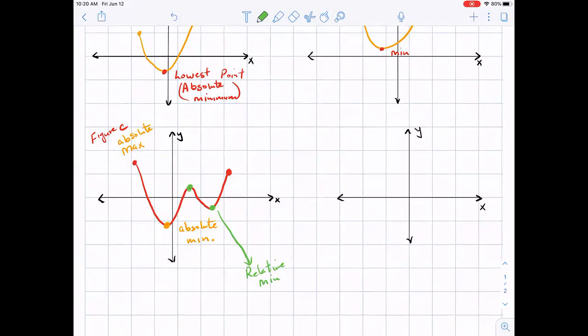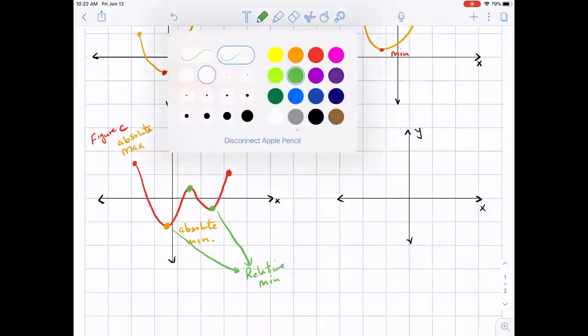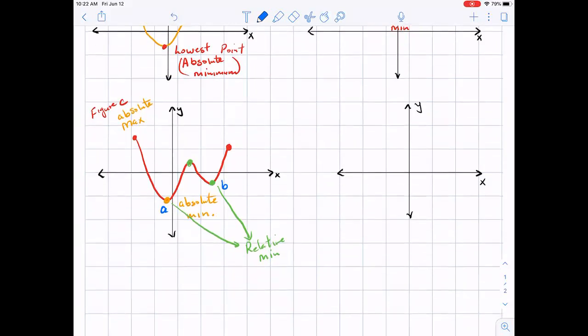Now, when we talk about relative min, as I said, I'm going to give you the definition in a few minutes. A relative min is relative to the points around it. So when you're talking about relative min, you have to compare that with points around it. If you look at this point here also, this point here will also be considered a relative min. So although it's an absolute min, it's also a relative min. Because this point here, let's call this point A, and this point B, because A and B have surrounding points and are the lowest points around those surrounding points, they're called relative min.